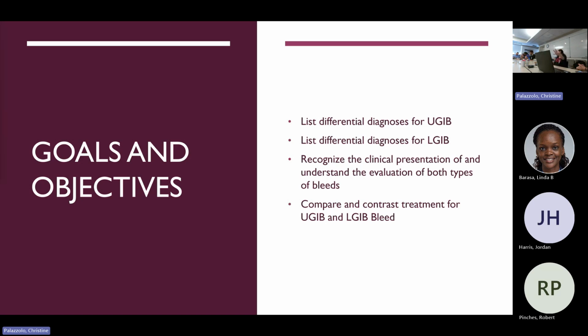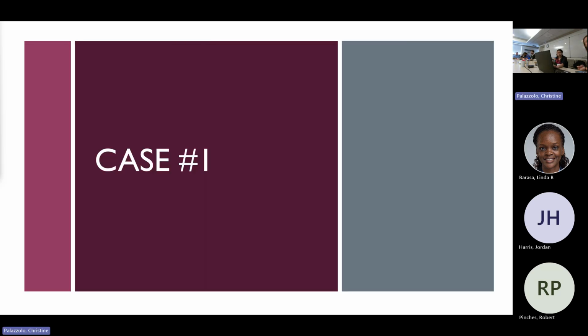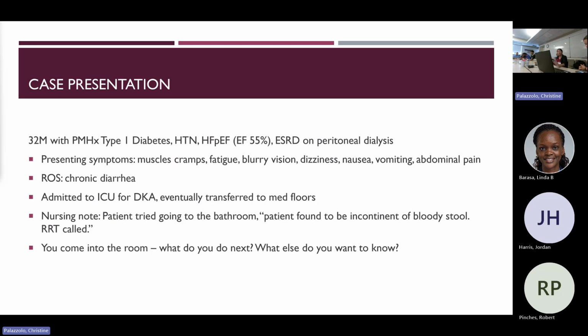Okay, oh, forgot my goals and objectives. Okay, so we're going to make sure we know the differential diagnoses for upper GI bleeds and lower GI bleeds, hopefully recognize the clinical presentations of and understand the evaluation of both types of bleeds, and then compare and contrast those treatments. All right, so this is where we talk about the difference between upper GI bleed and lower GI bleed. You can see the duodenal jejunal flexure there where it turns, and that's how we differentiate. All right, so let's get started with our first case.